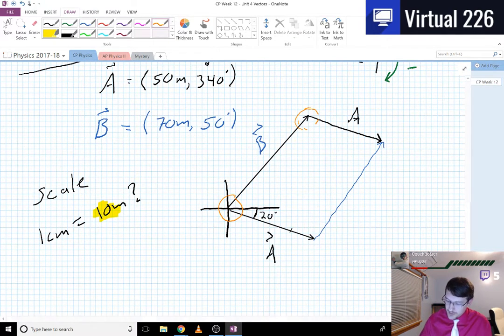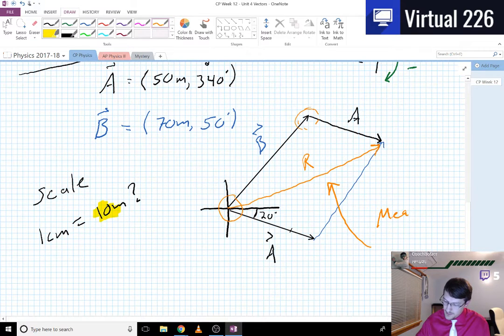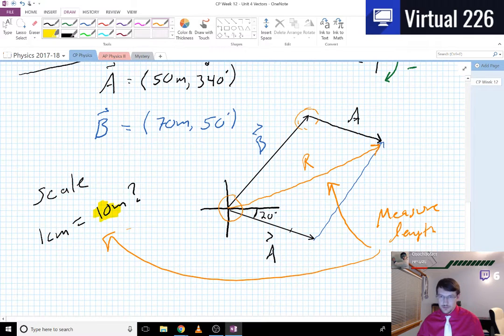But then we simply go start to finish. So start to finish, that's my resultant. Measure that in order to get the length. Okay? So you'd measure it. You'd use your scale in order to get something from that. And then you would get an angle from the positive x-axis up, and that's your angle theta. So in the end, you're going to have length, comma, theta, and you're done. Okay? So that's how you would do problem 14.